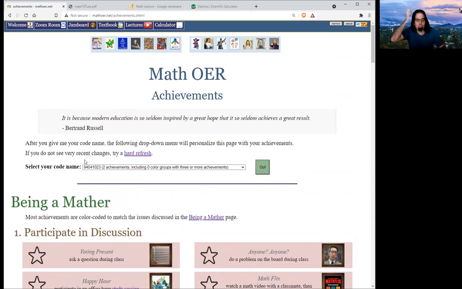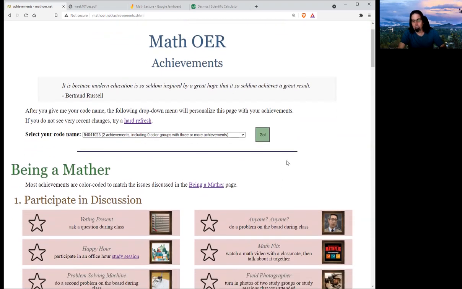I can say, great job, you got this many achievements, you got 3 or more in this many color groups, your final exam was this much. So here's the letter grade you would have gotten if I could give you a letter grade.